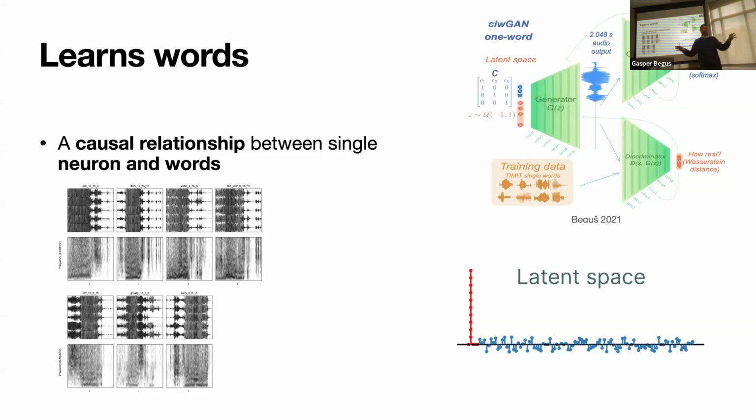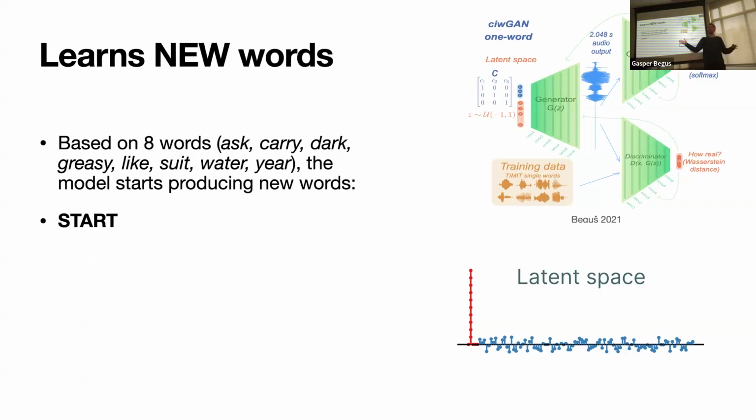Words, categorically. So each code becomes a unique word. So the idea is information gets encoded into words. And it learns to say new words. It learns to say start, although start was never part of training data. So I trained the network on 8 words: ask, carry, dark, greasy, like, suit, water, ear, none of which are start. But only on these 8 words, it learned enough about English phonotactics that it started saying start or sart or dust, new words that are words of English. That was kind of surprising.